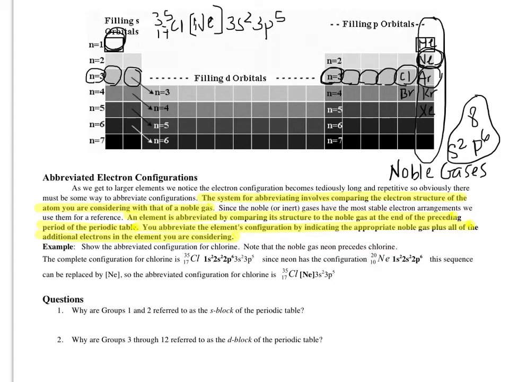that 3p section. Okay, so you just saved yourself the trouble of writing 1s2, 2s2, and 2p6, because that's what this means. When you put neon in brackets, it means, okay, plug in neon's whole electron configuration and then add on to it this one part that's different for chlorine in addition. Okay, so we could practice another one.